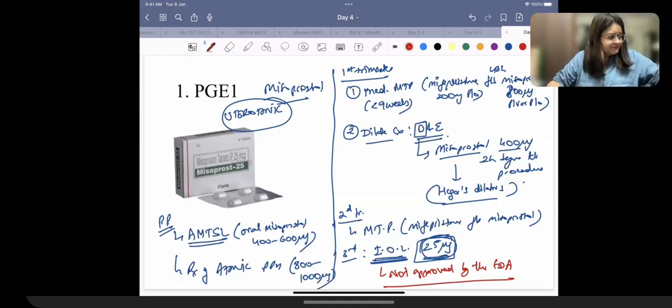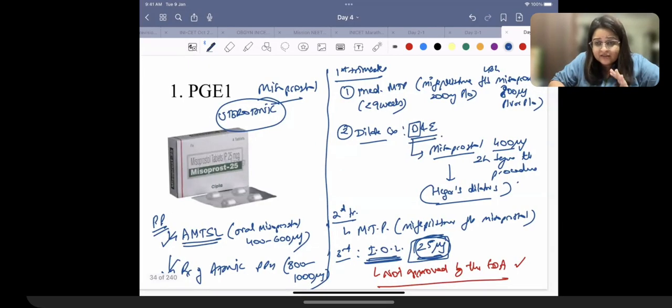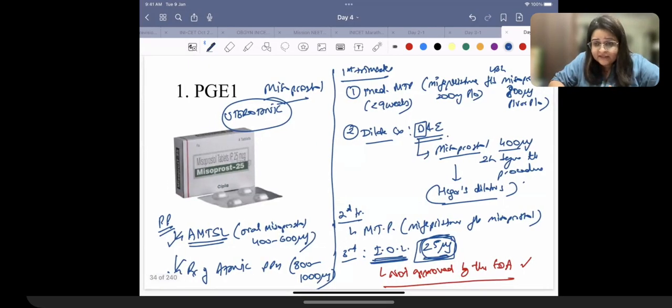Okay. It is used for IOL. Ankit, we do use it, but approved नहीं है. तो बहुत ध्यान से use करना होता है because it's a very strong drug. And then in postpartum period, it is used for active management, that is prevention of PPH and treatment of atonic PPH. So these are the uses of prostaglandin E1.